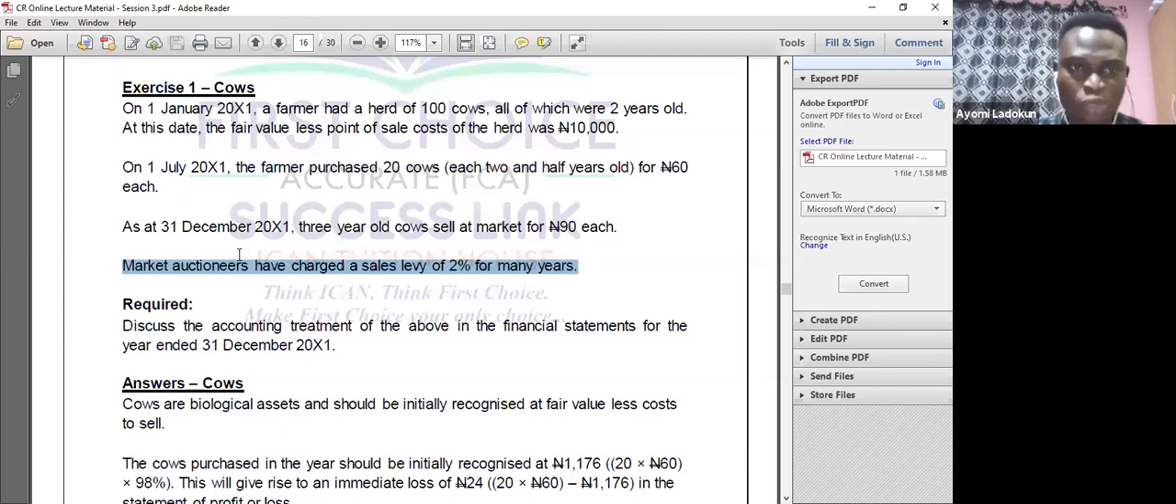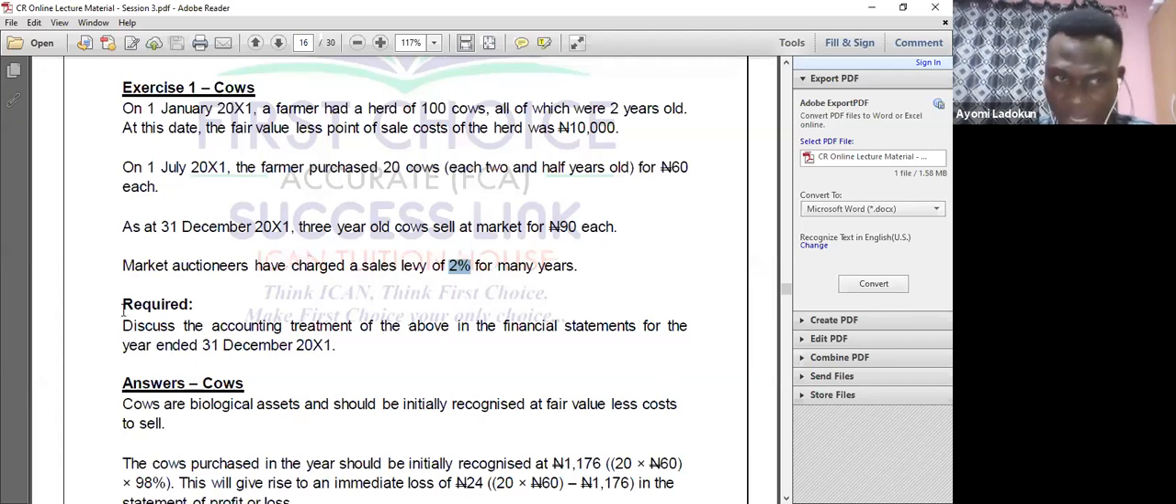So that is the position on initial recognition. That's what we have just done. You simply look at 20 cows, multiply by 60, it will give you 1,200. So I need to calculate my cost to sell, and we're told that they charge 2%. So 2% of 1,200 will give me 24. That's my cost to sell. Or I simply say 20 multiplied by 60 multiplied by 98%. It's still the same thing. That's why I said it depends on your skills when it comes to mathematics.